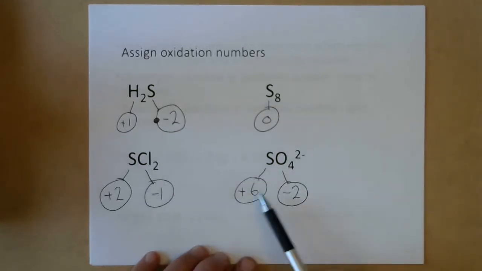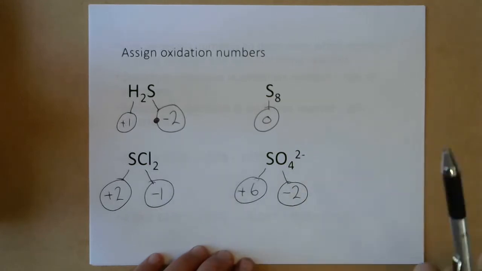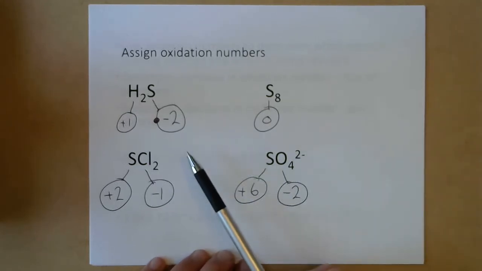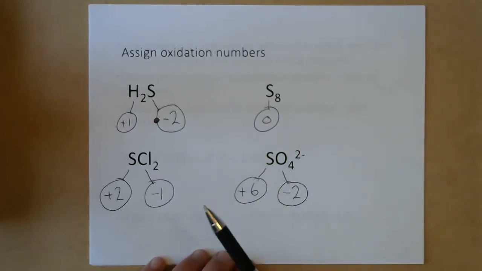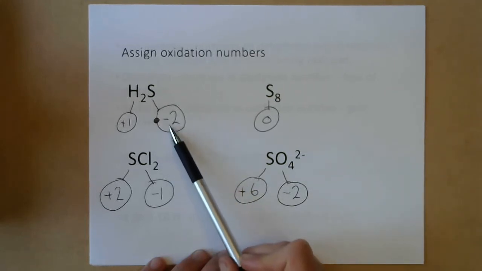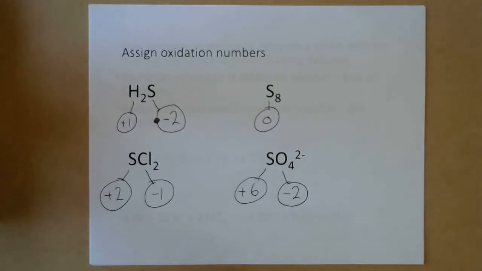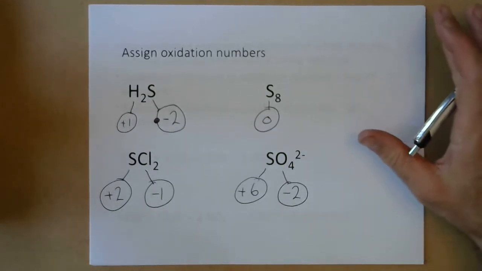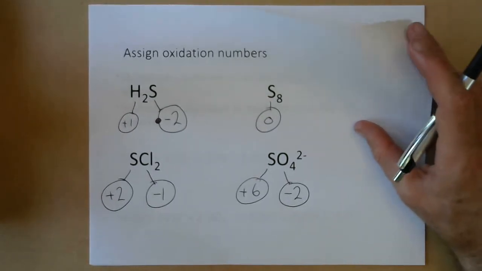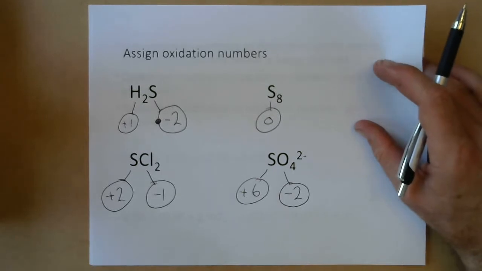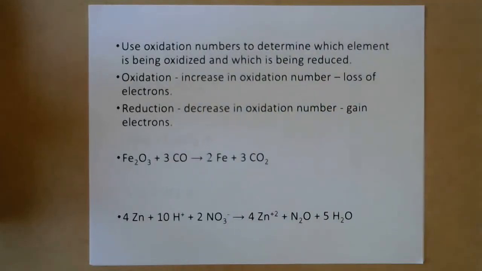So as you can see in this example, the sulfur can have a bunch of different oxidation states depending upon how many electrons it's gained or lost during a reaction. In this case, it was -2, it was 0, it was +2, and then it was +6. So sulfur and other elements can go through a series of reactions where they gain and lose electrons and change their oxidation number. So how is this useful?